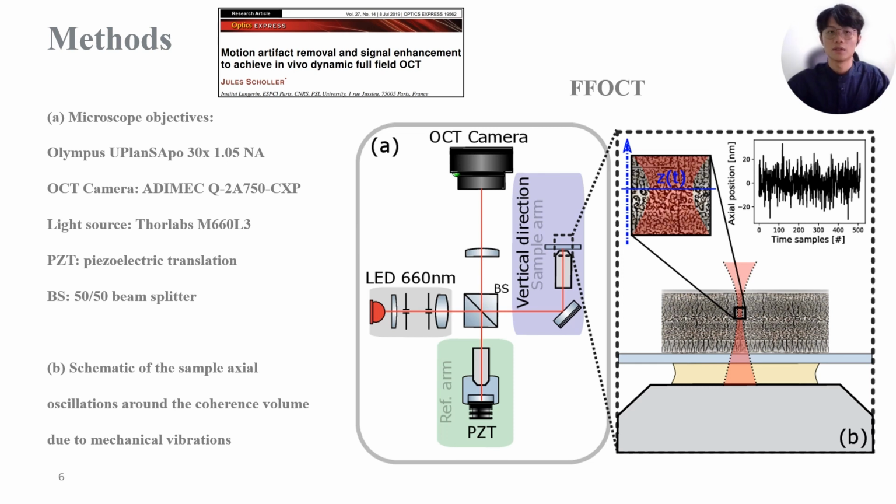Picture A shows the FFOCT setup in inverted configuration, top view. And Figure B shows a schematic of the sample's actual oscillations around the coherence value due to mechanical vibrations.